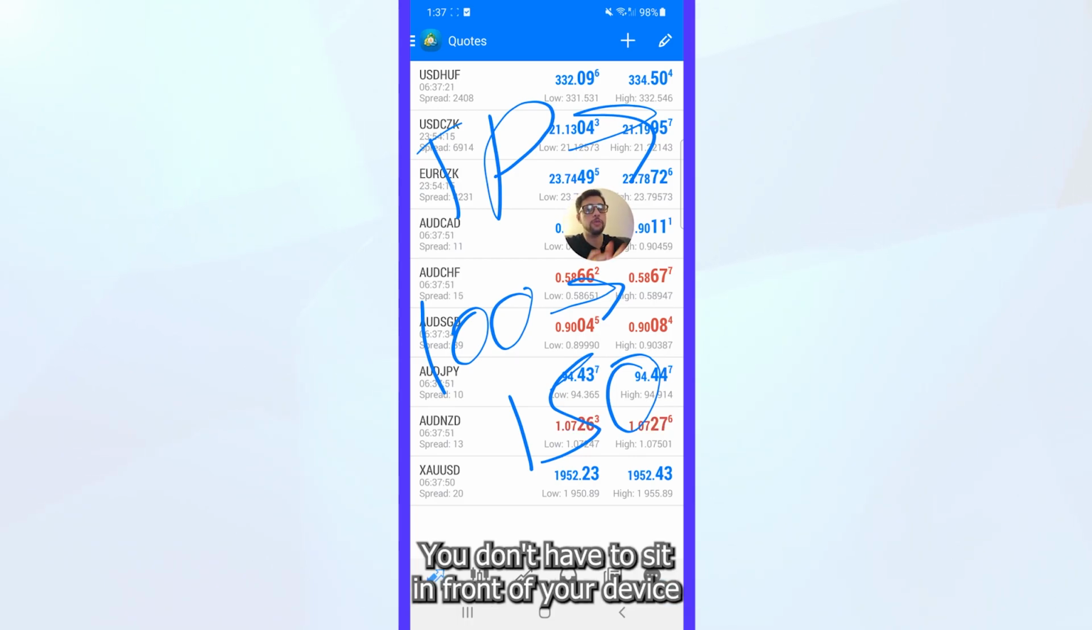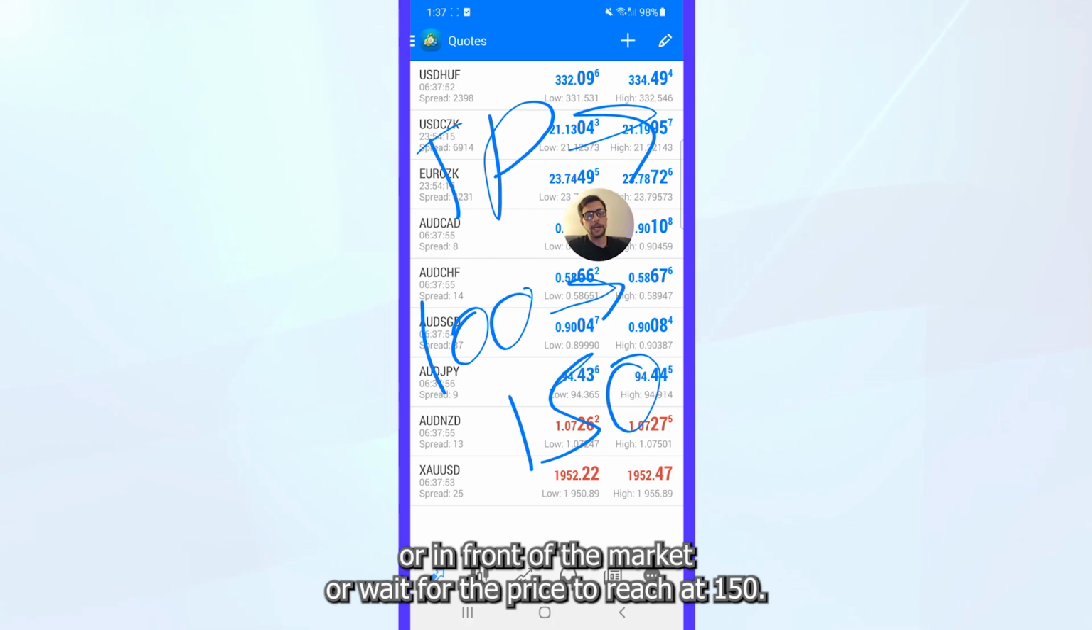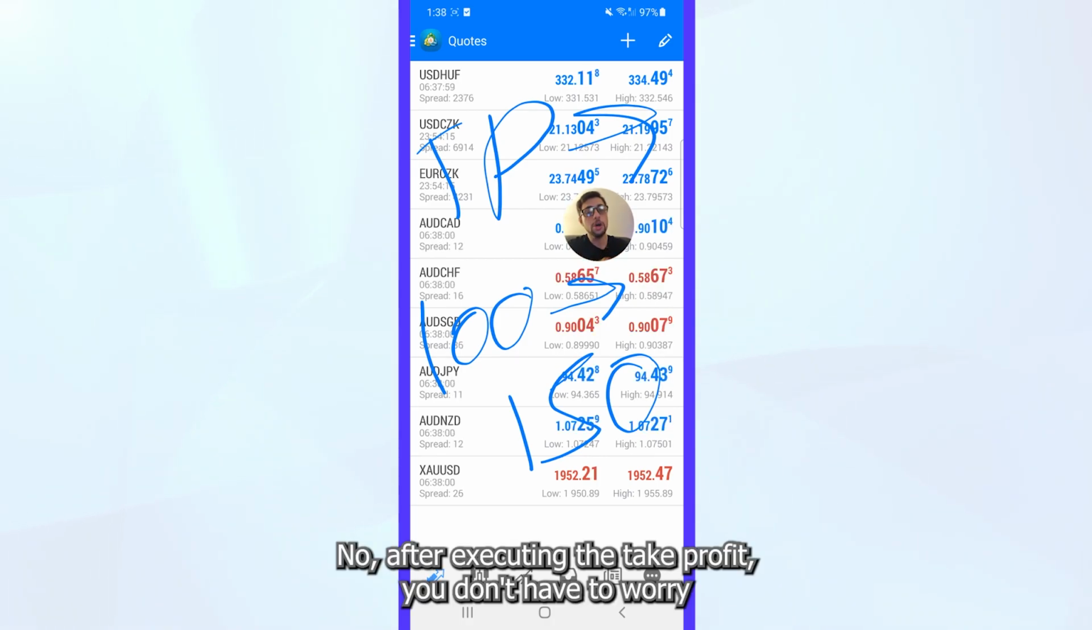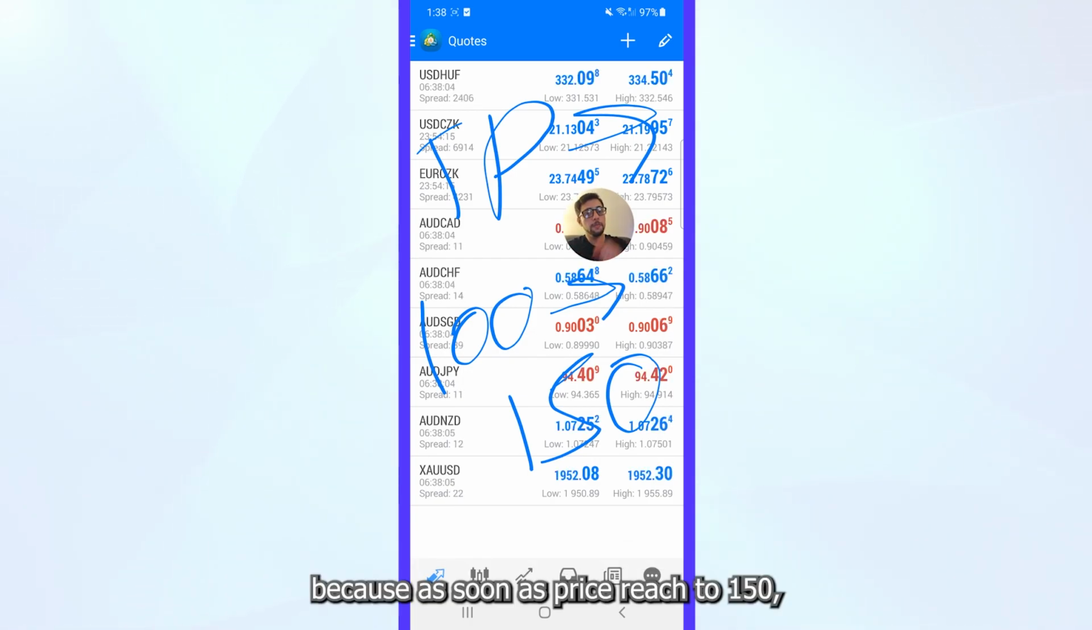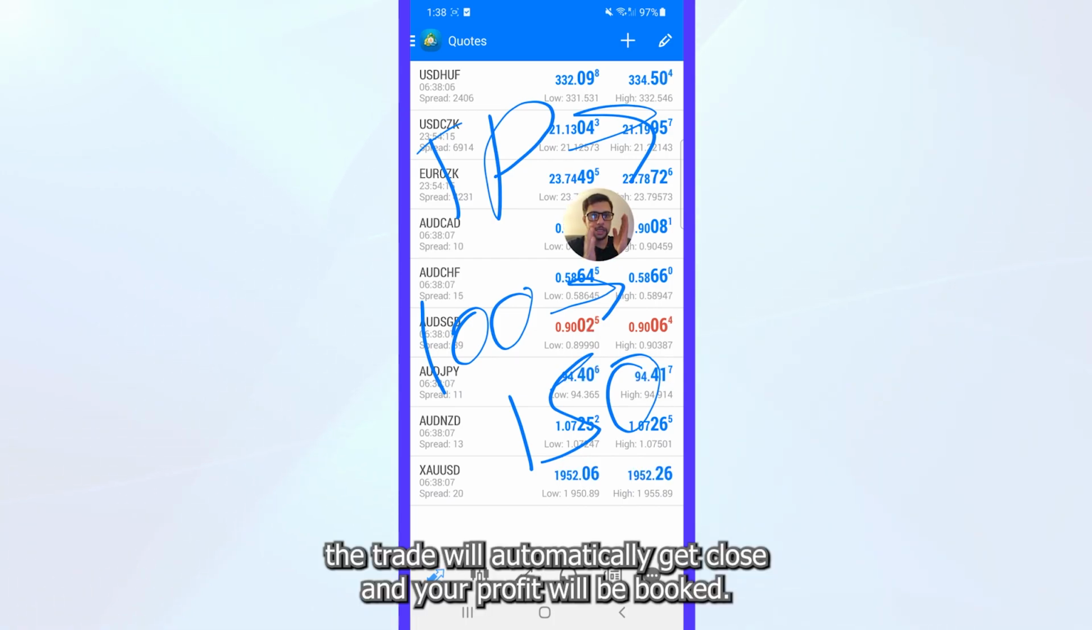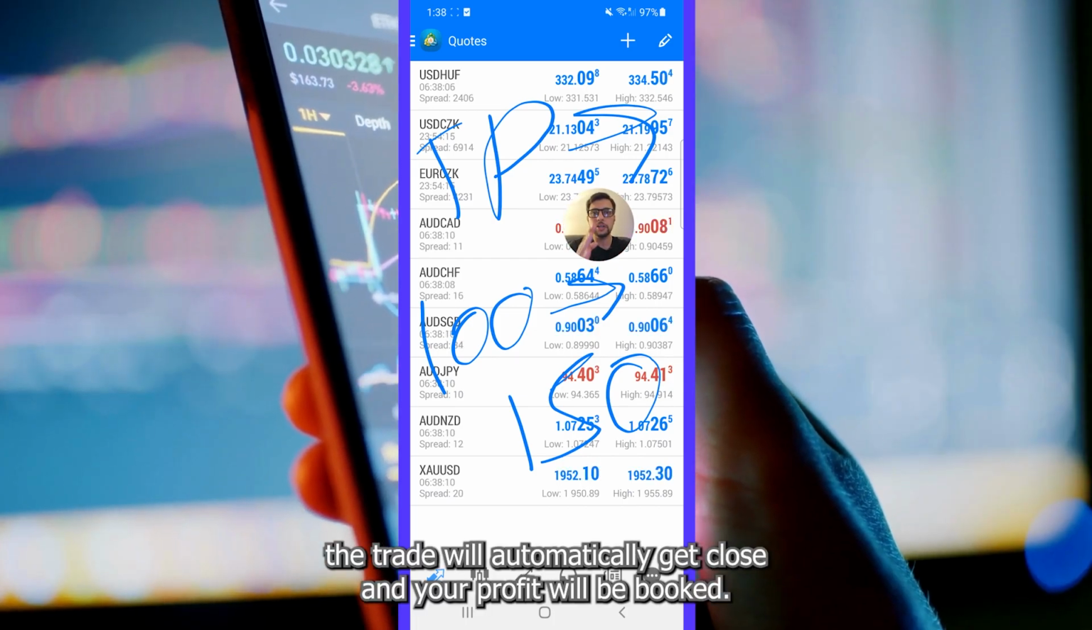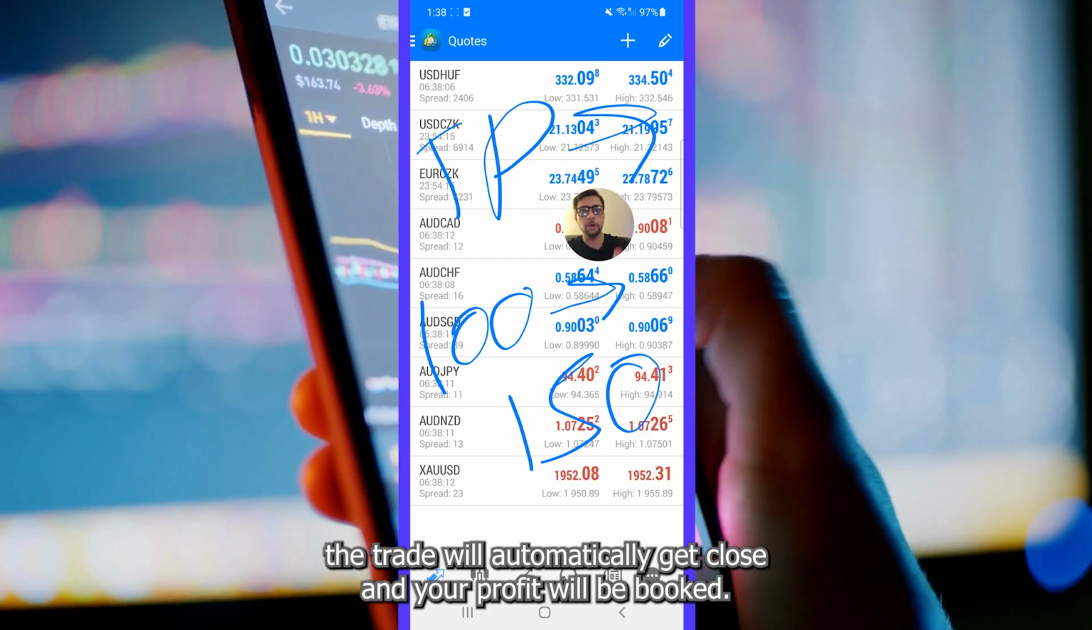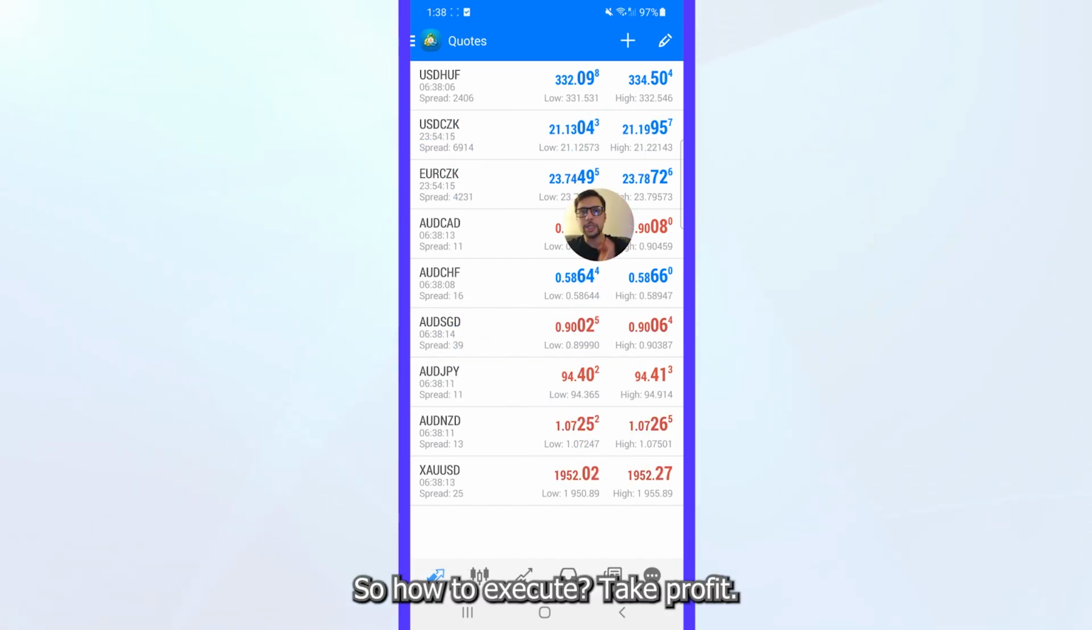You don't have to sit in front of your device or in front of the market or wait for the price to reach 150. No, after executing the take profit you don't have to worry, because as soon as the price reaches 150 the trade will automatically get closed and your profit will be booked. So how to execute take profit?